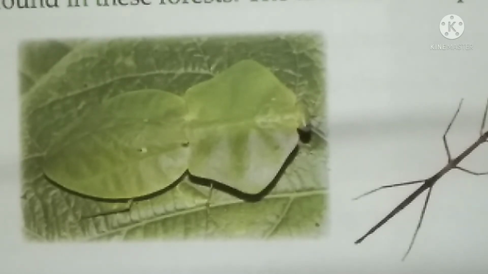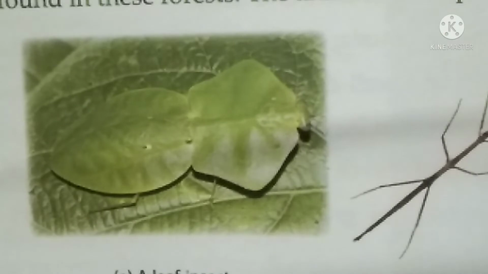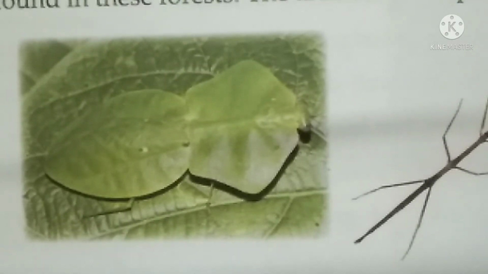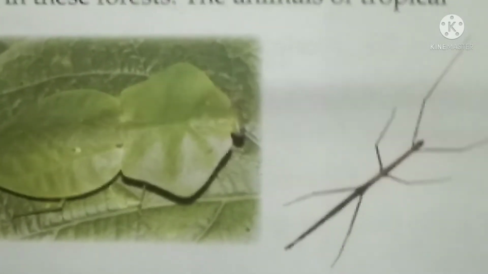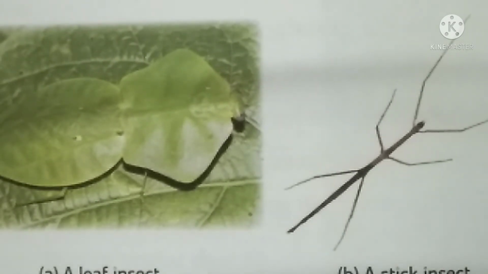Now see here, you can see a leaf insect. When it is lying there, you won't come to know whether it is a leaf or an insect. Similarly, you can see a stick insect here. When it is lying in between many twigs, you won't come to know whether it is a twig or an insect. So they use all these techniques to protect themselves from their predators.